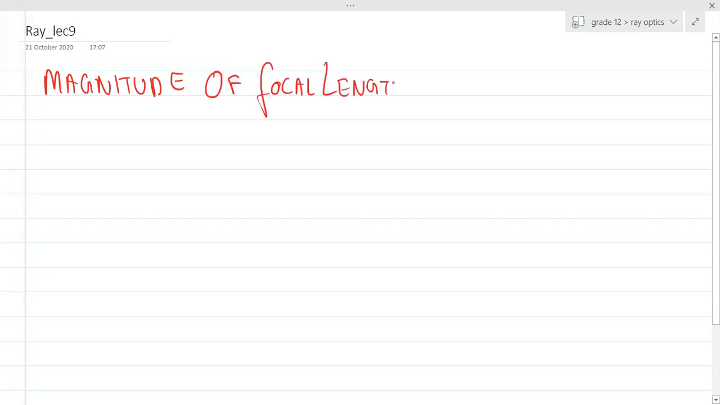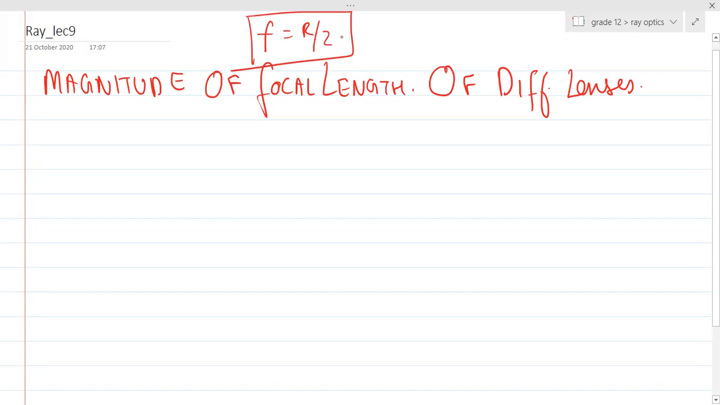Please write about the magnitude of focal length of different lenses. Say in 10th grade you might have learned this particular thing that f is equal to R by 2 even for lenses, right? But this is wrong. This is not true. We'll try to do this thing.